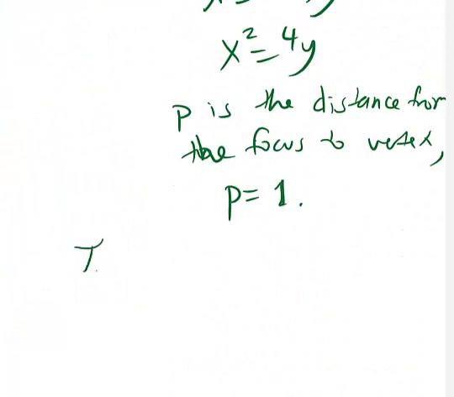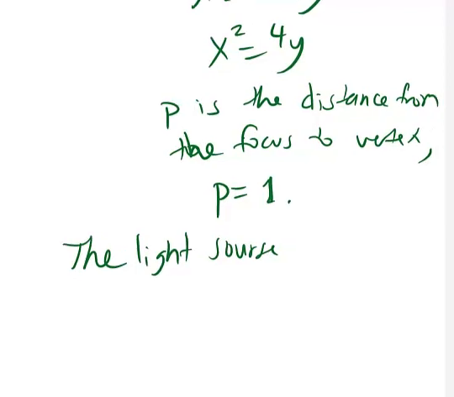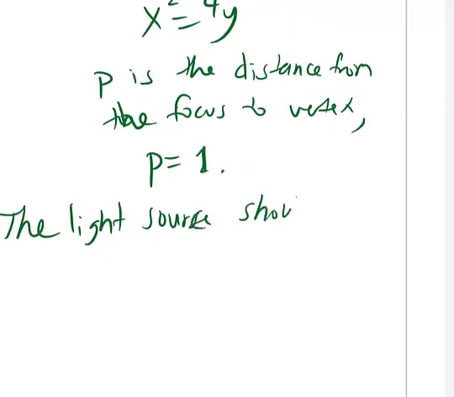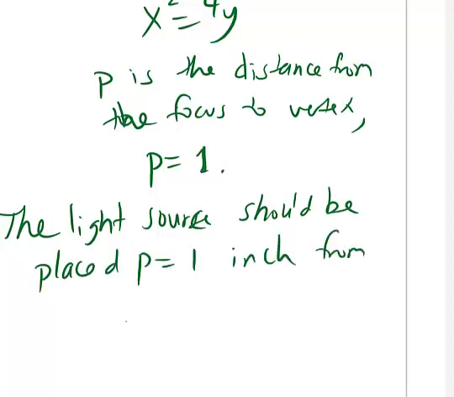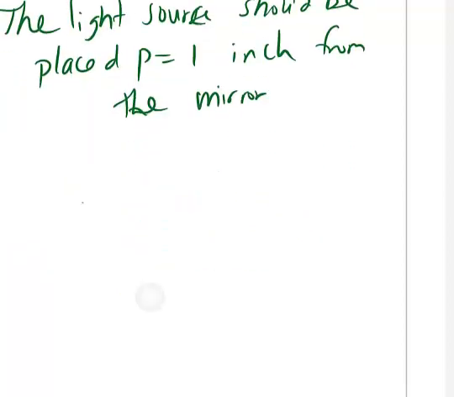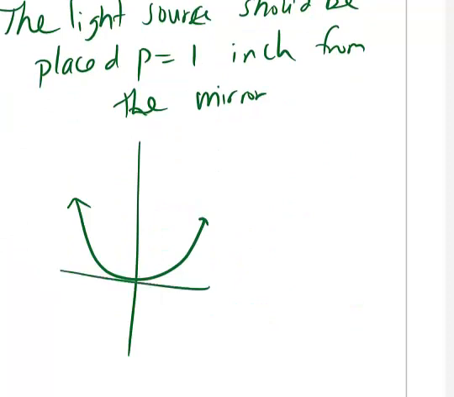So the light source should be placed p equals 1 inch from the mirror. Is that what it was? Yeah. So I think that's what they're describing here. The mirror they're going to put here. The focus we found was 1 inch above. So that's where it should be. Yeah, the focus is where the light source should be. Whew, that was tough.